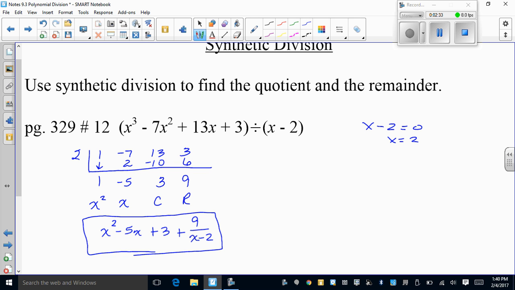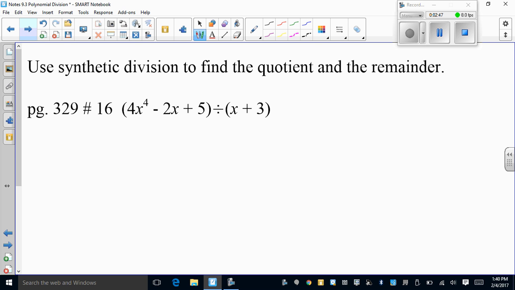Okay, so let's try a second one. Oh, by the way, we can use the remainder theorem, plug in 2 into all of these, and you'll get 9 as well. Okay, this one here, x plus 3 equals 0, so x is going to be -3, so we're dividing by -3. And power of 4 means I should have 5 terms, but I only have 3. So we're going to put 0 for the ones that are missing.